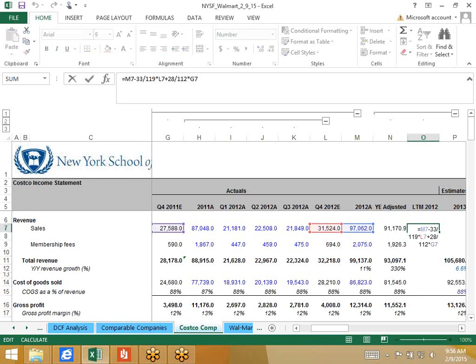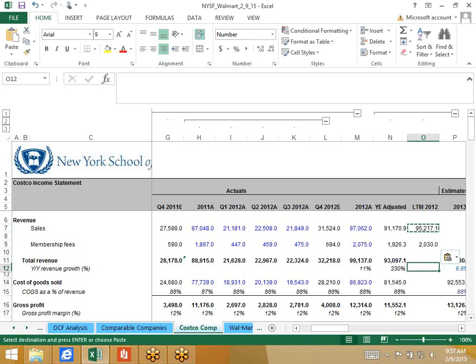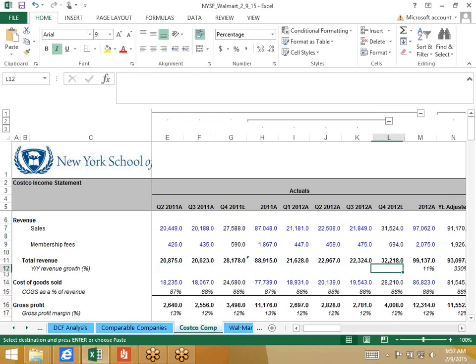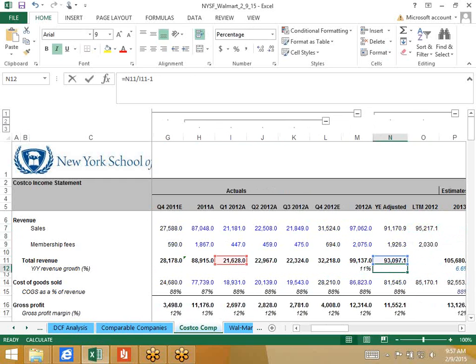So it's M7, the 2012 year end for Costco, minus 33 out of 119 of Q4, plus 28 out of 112 of Q4 2011. And again, we need to copy this formula down for each individual line item. I have to fix this revenue growth here. It doesn't make sense because it's pulling from a quarter, probably. Yeah, this year-end adjusted, we don't need that.